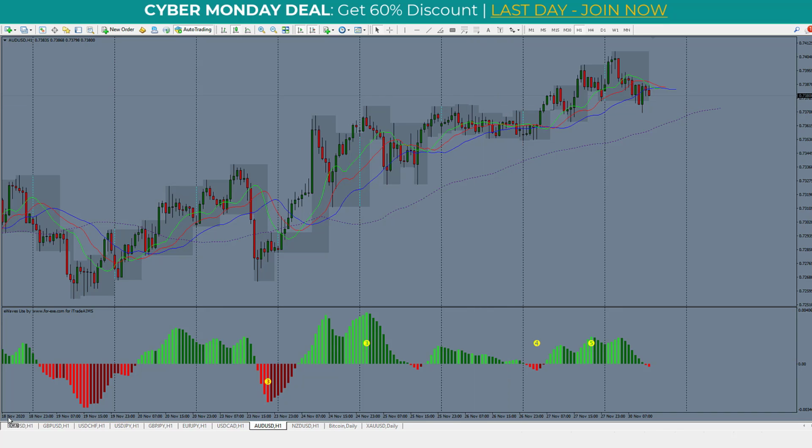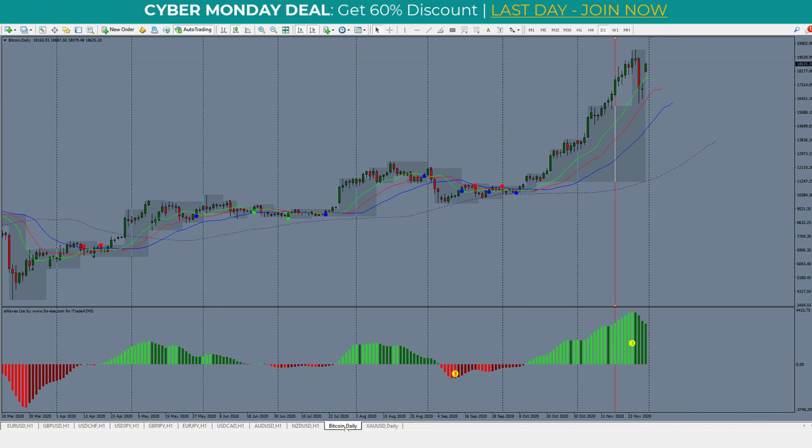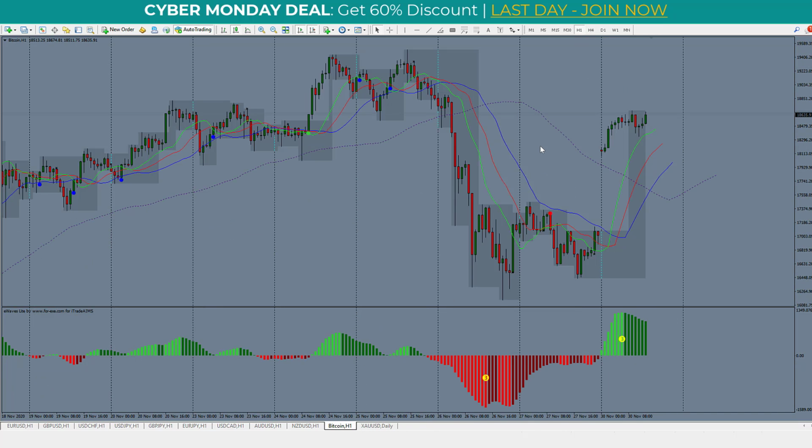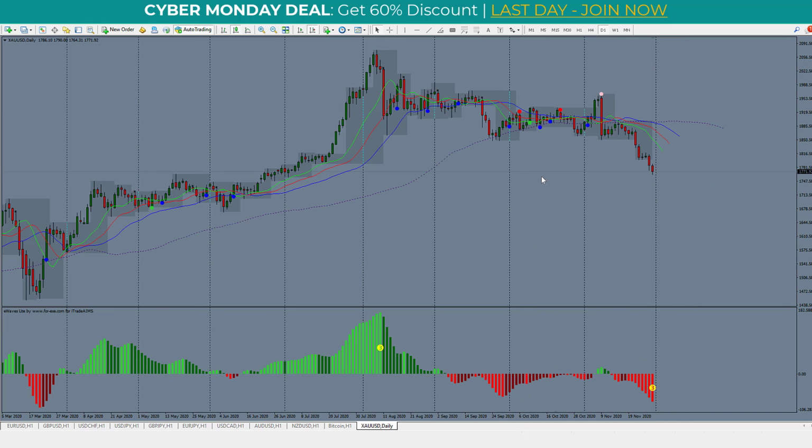You can do without euro yen, or you can remove it or add euro pound to the mix. And there's really no need for Bitcoin, but because everybody loves Bitcoin, it's famous and all that, we keep it here. And then obviously we have the gold chart.